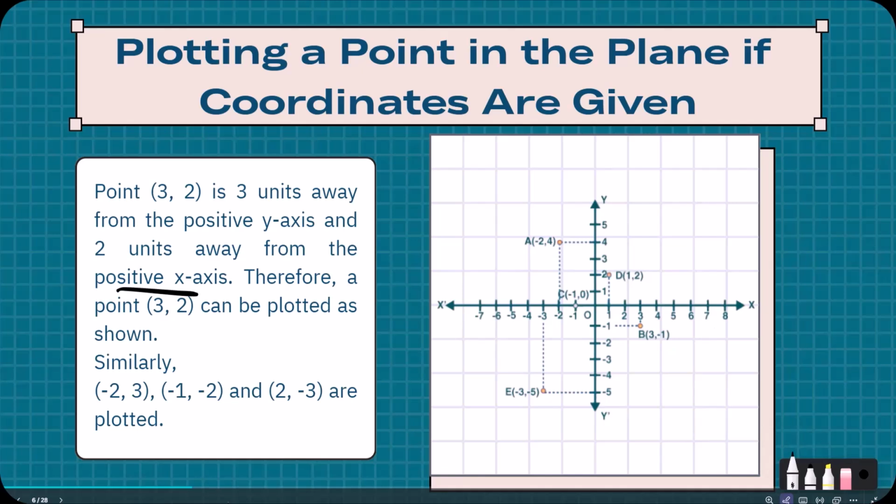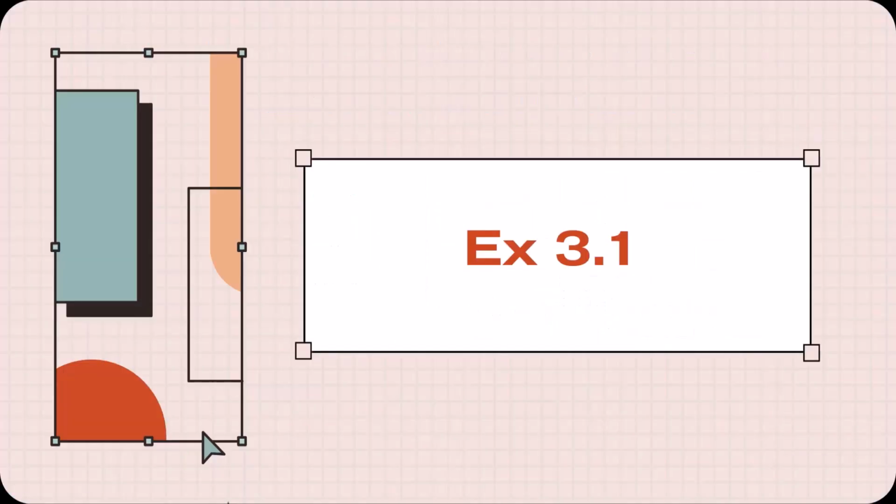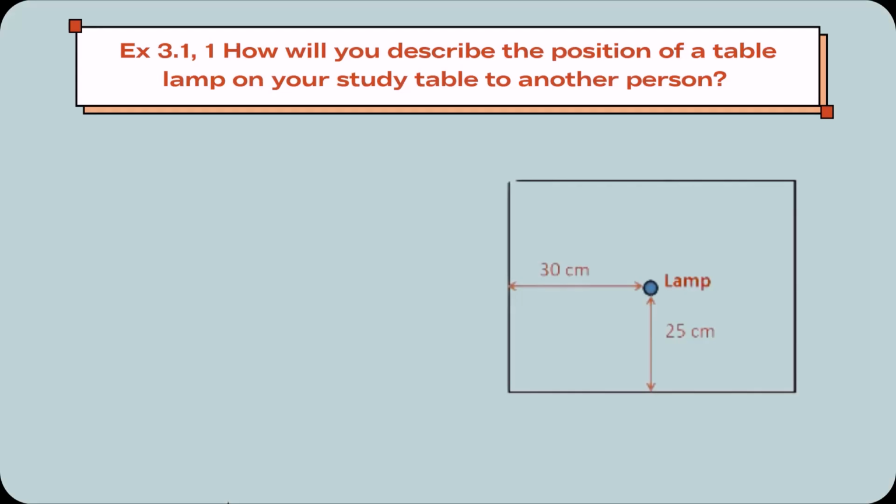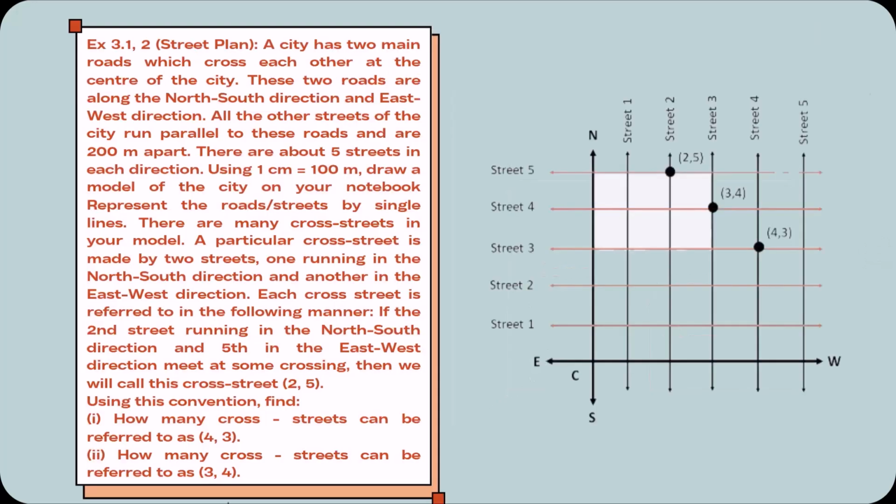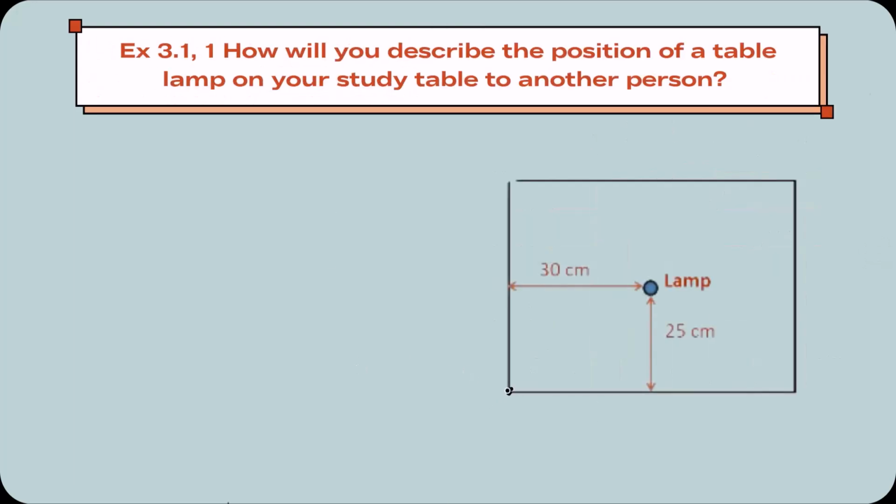So let's try exercise 3.1 and do these questions. How will you describe the position of a table lamp on your study table to another person? The same way we have discussed in the explanation about the paper, we have 30 centimeter away, right? If I'm taking this corner as the origin, this corner is my origin. That is, the corner will be origin.